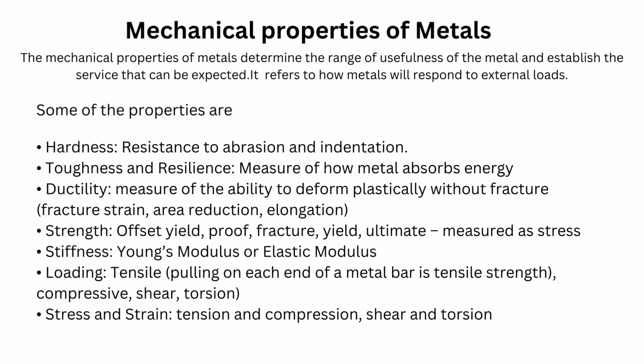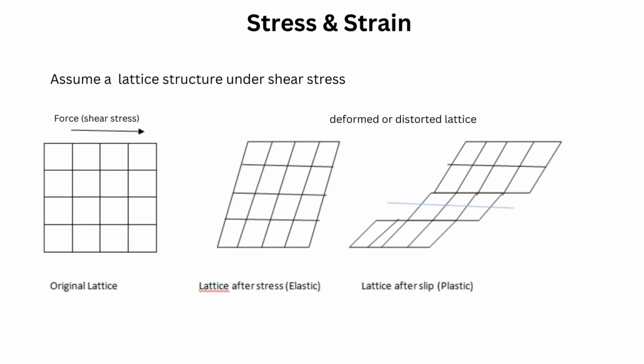Now, looking at the properties, there is strength, stress and strain. Strength is defined as the ability of metal to resist the externally applied load. The internal resistance offered by a material to externally applied forces is called stress. So internal resistance is the stress offered by the material to externally applied forces. Now, let us look at stress and strain.